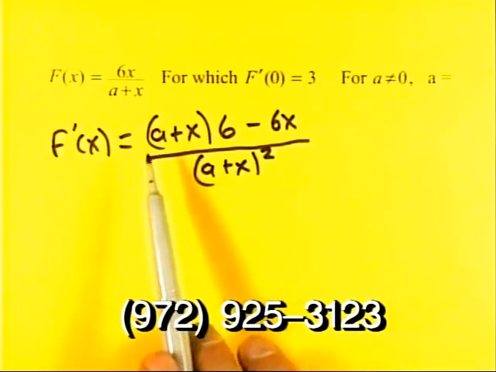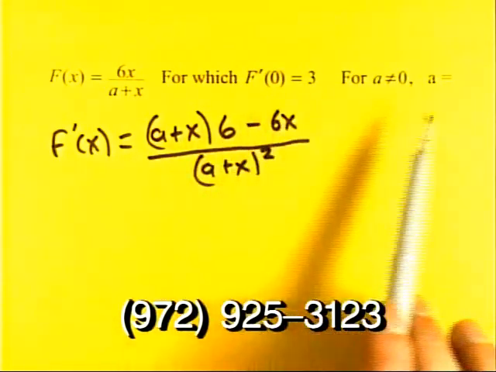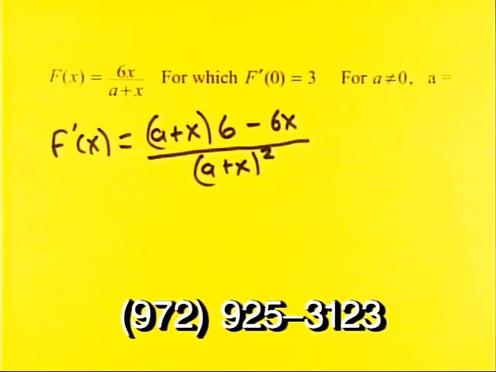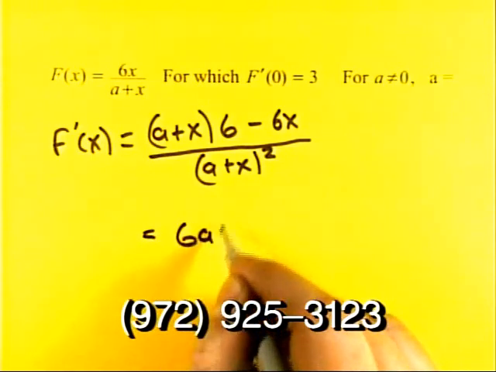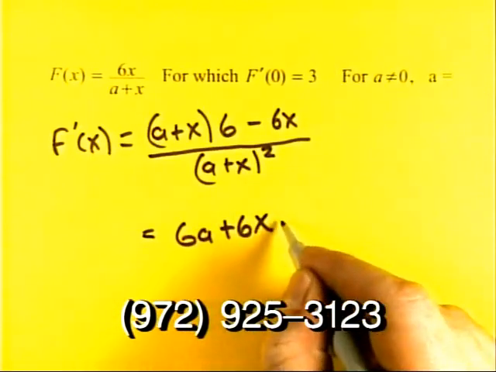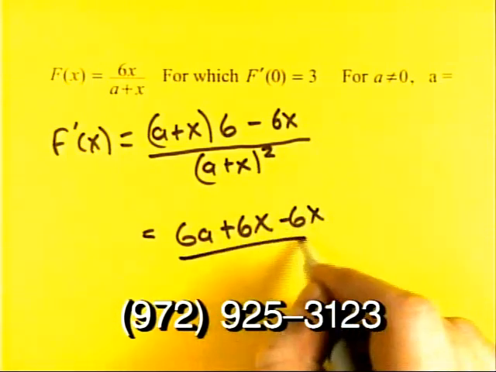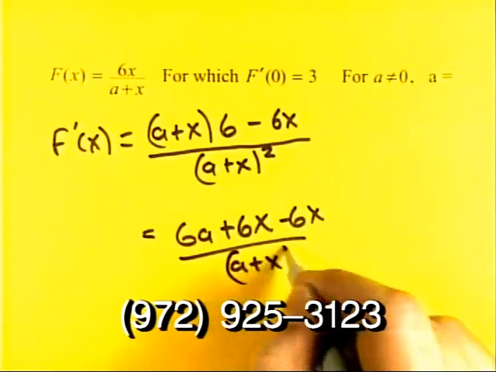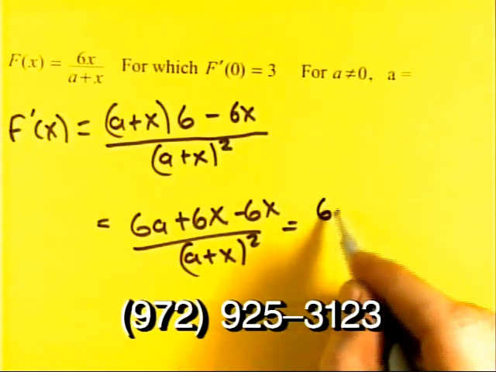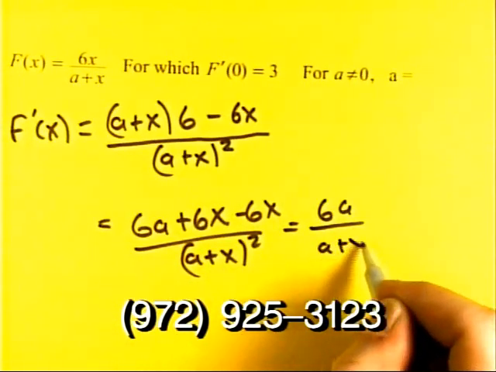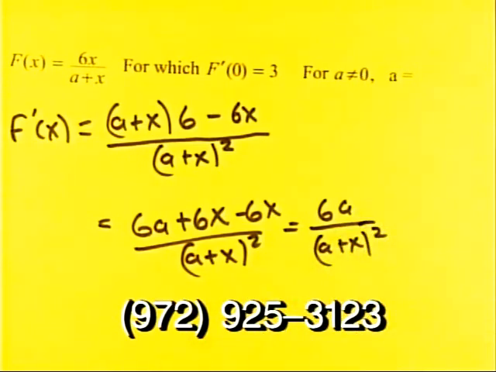Now, okay, so this tells us what the derivative is, but how can we find a? If f prime of 0 is equal to 3, how can we find a? Shouldn't we distribute our 6 first? We can if you would like. This problem may be on your AP exam. Well, then I'll be so much more prepared. So if you distribute the 6a, that makes it a little easier. So it's 6a over a plus x quantity squared, okay?